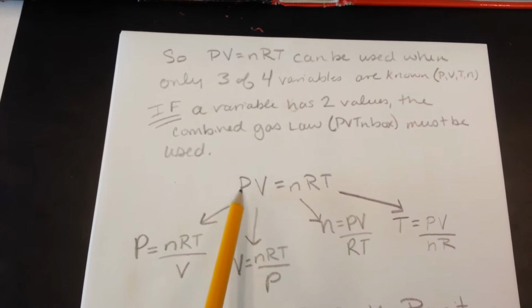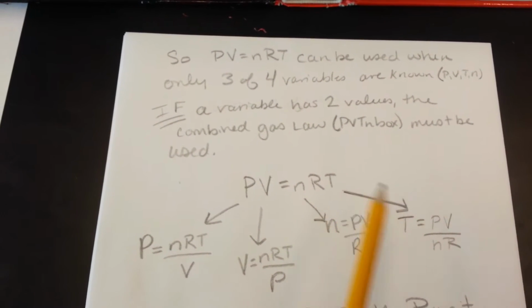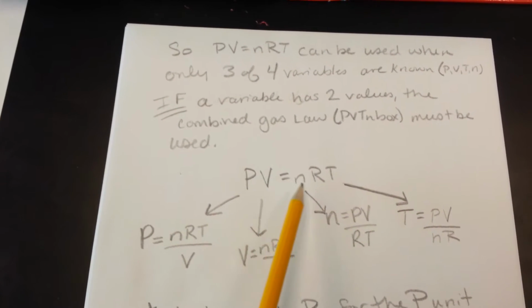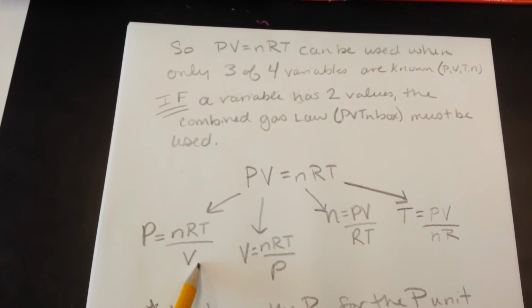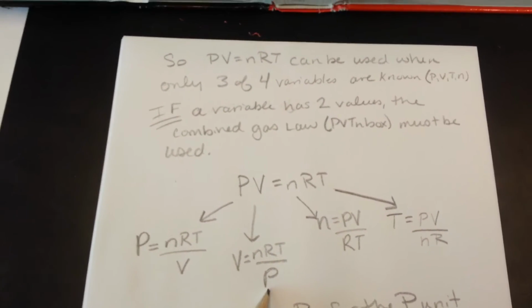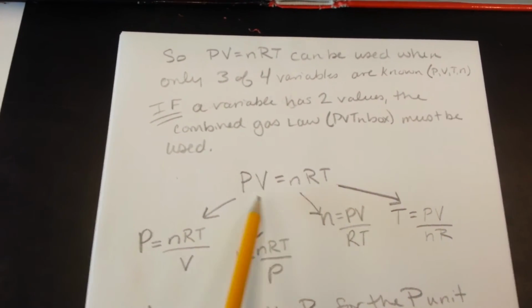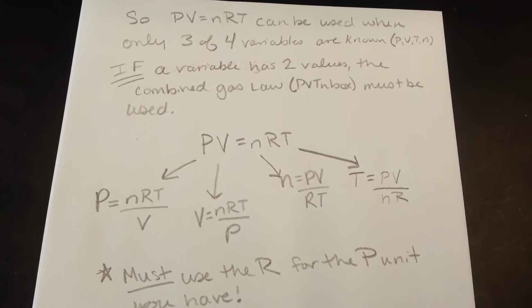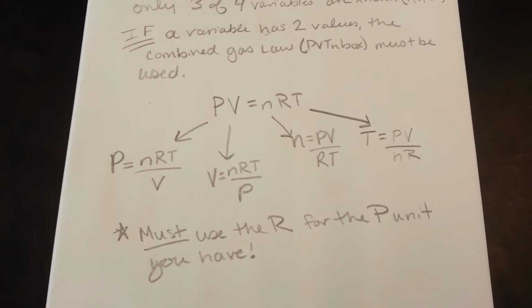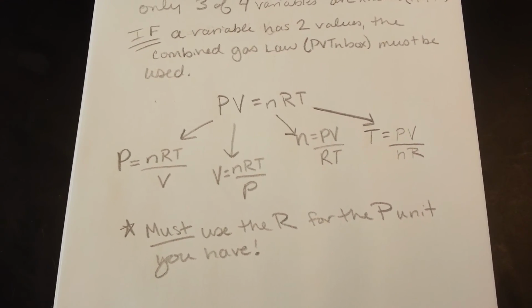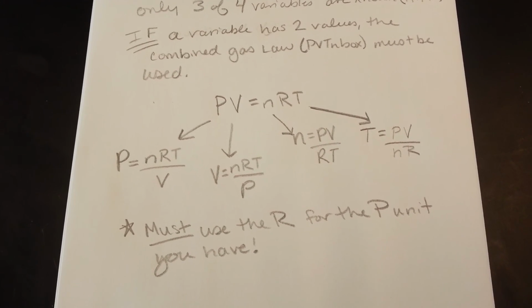Now, this base formula is written straight across, so it's very easy to manipulate. If you divide both sides by V, you get how to solve for P. If you divide both sides by P, you get how to solve for V. For N and T, just move those other multipliers over. Now, you must use the R that is correct for the pressure unit you have. That is vitally important and will mess your math up every time if you don't remember.